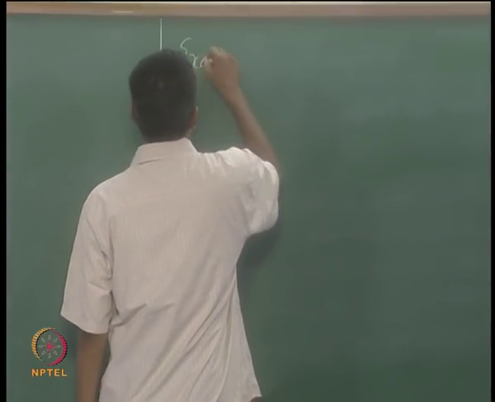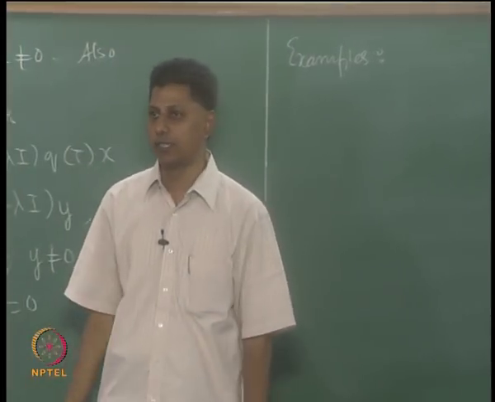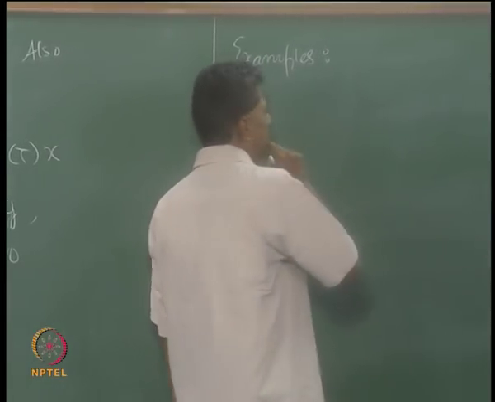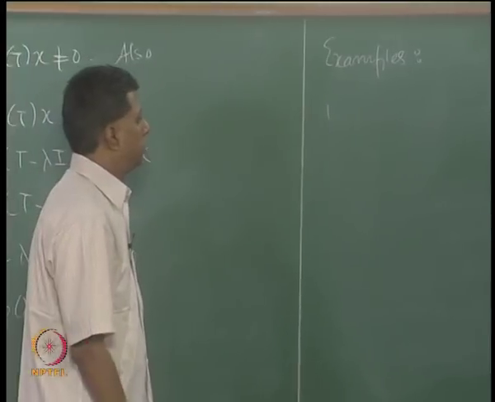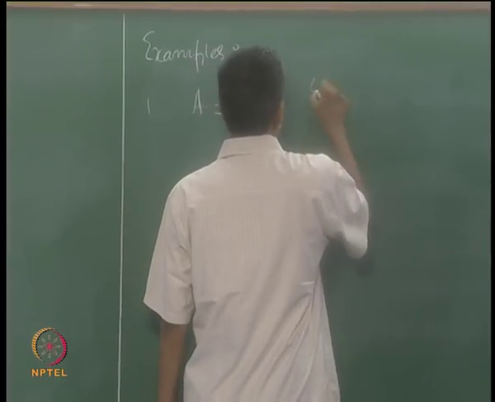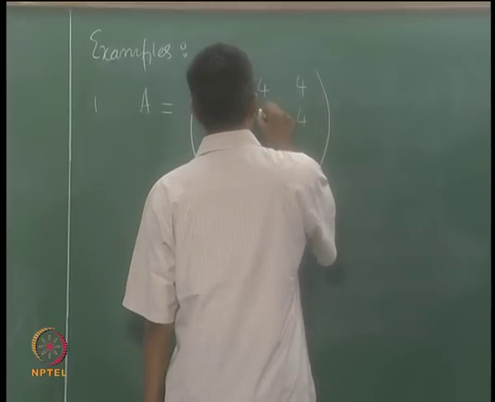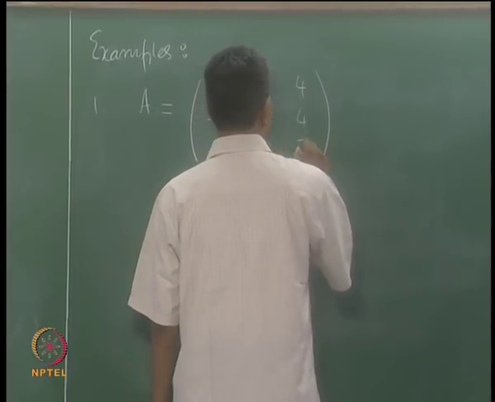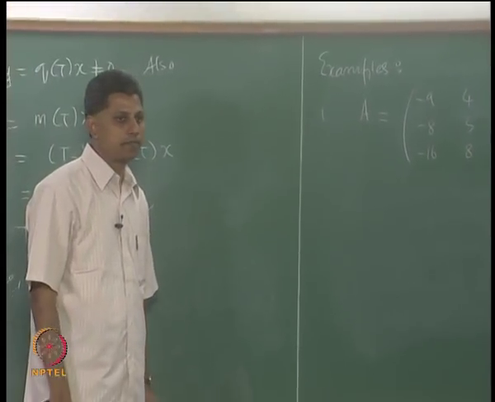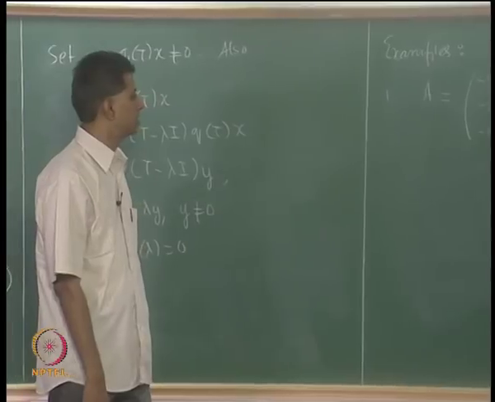So I am going to discuss examples and also, by the side, discuss the minimal polynomials. The first one, let me consider the operator T whose matrix relative to the standard basis is given by this 3 by 3 matrix. I will take this matrix. This is the matrix of a linear operator relative to the standard basis.